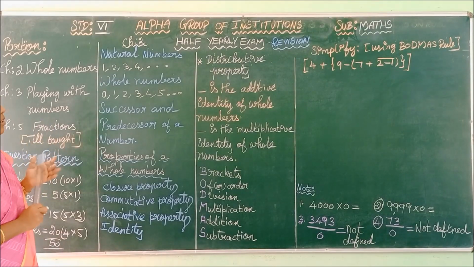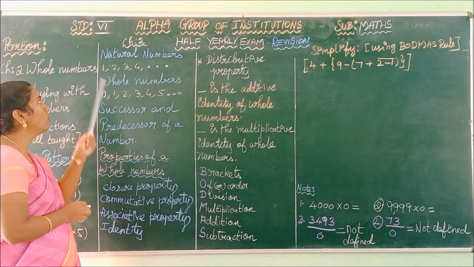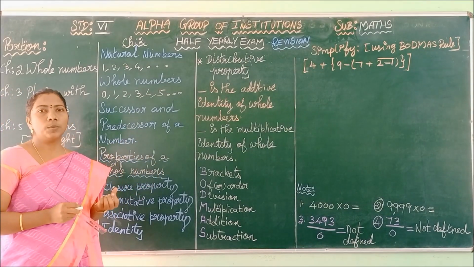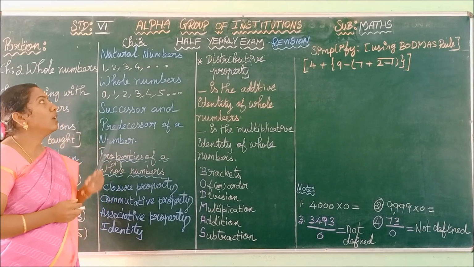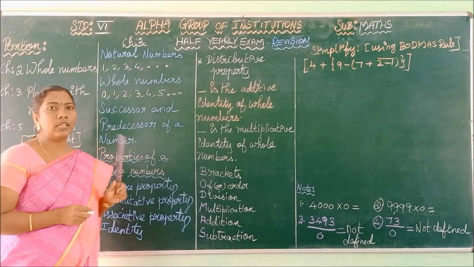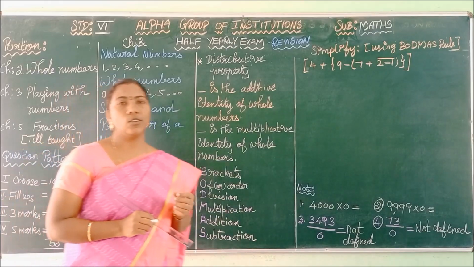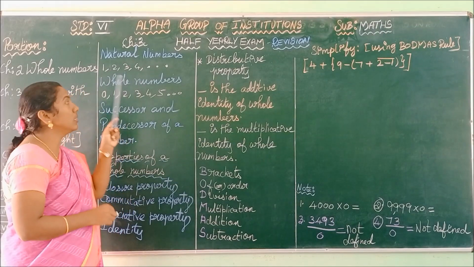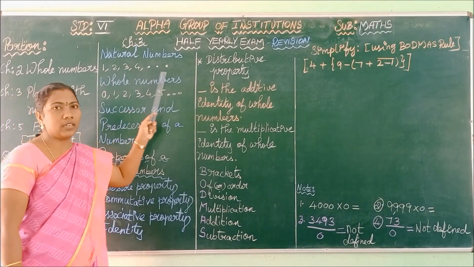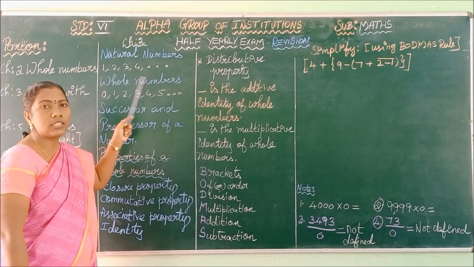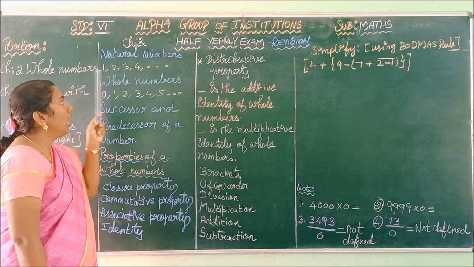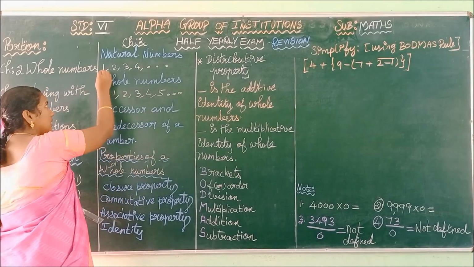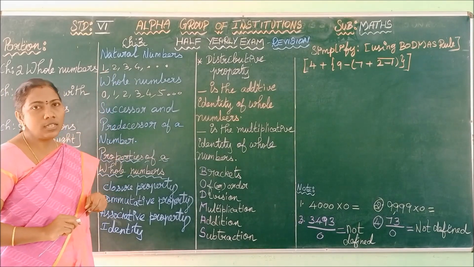First we are going to recall Chapter 2 whole numbers. Now we are going to just revise the concepts which we have already discussed in the chapter. First we are going to see natural numbers. What is another name for natural numbers? Counting numbers. What are the natural numbers? 1, 2, 3, 4, etcetera, going on. Such numbers are said to be natural numbers. And my question is, what is the smallest natural number? Yes, 1 is the smallest natural number.